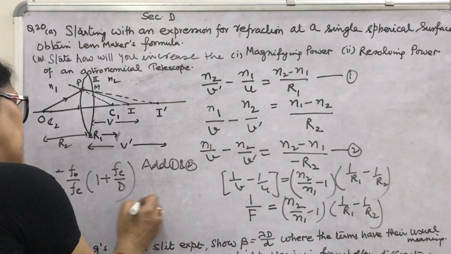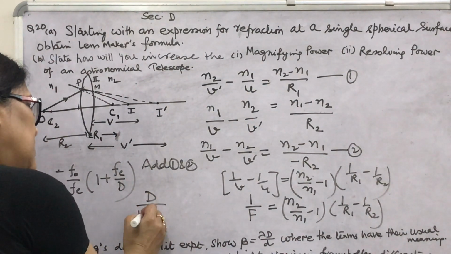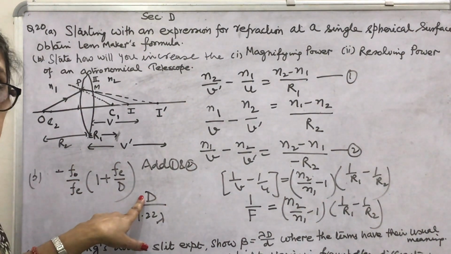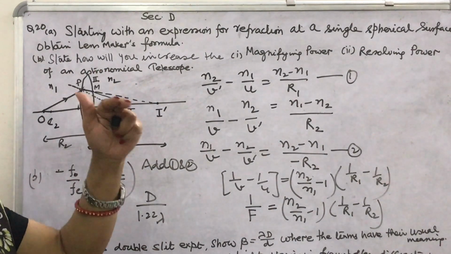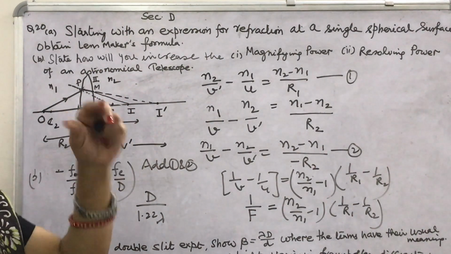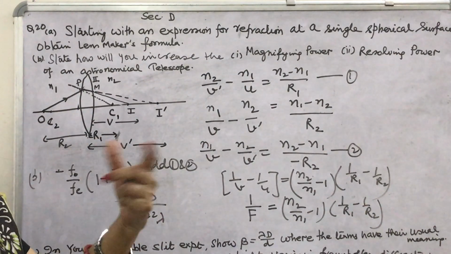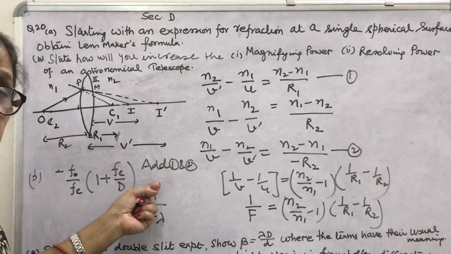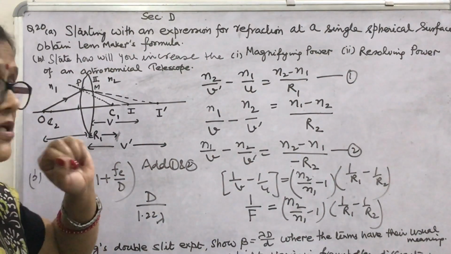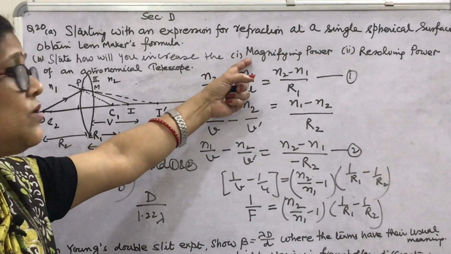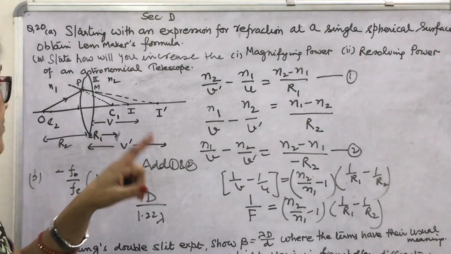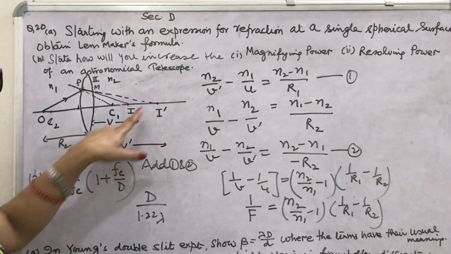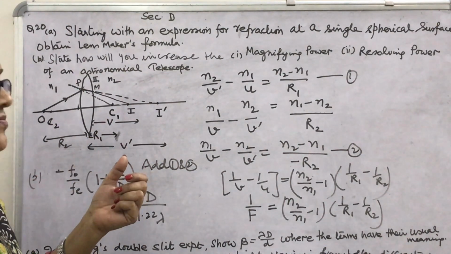Similarly, the resolving power of the telescope is d upon 1.22 lambda, where d is the diameter of the objective. So a large objective is taken to collect more and more rays to get a bright image. So by taking a large objective, resolving power can be increased. By taking an objective lens of larger focal length, FO will be larger, then magnifying power can be increased.